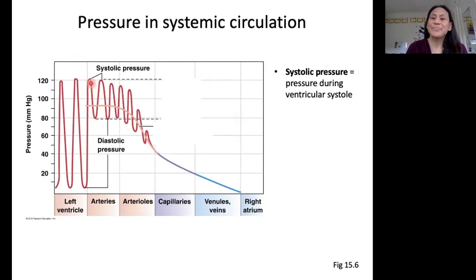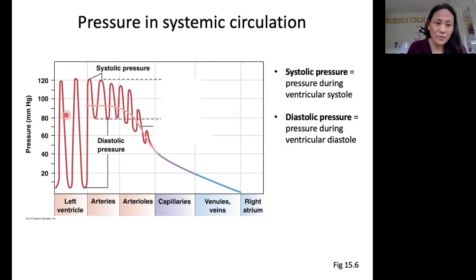The high is called systolic pressure, and it represents the pressure in the arteries that we have during ventricular systole. And then we've got our diastolic pressure, which is the pressure during ventricular diastole. I also just want to mention these are typical values for systolic and diastolic pressure: 120 millimeters of mercury and 80 millimeters of mercury. Those are pretty typical values.